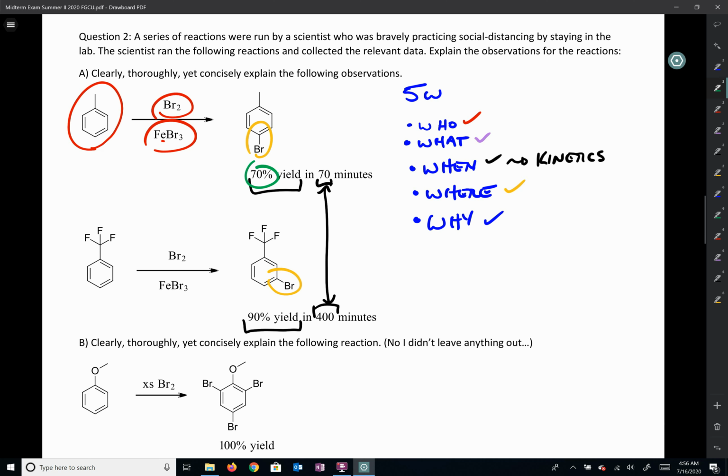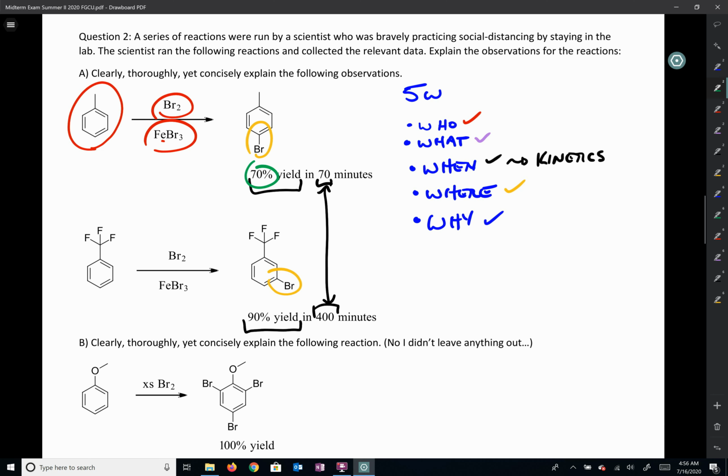So when you see these questions next, maybe a good place to start would be with the 5 W's. Walk through what we did here. Who is reacting, aka do we have an aromatic ring, or in the upcoming chapters we have carbonyls, right? Is it a ketone? Is it an aldehyde? Is it an ester? Is it a carboxylic acid, right? Those are good who questions, right? What is going on, right?